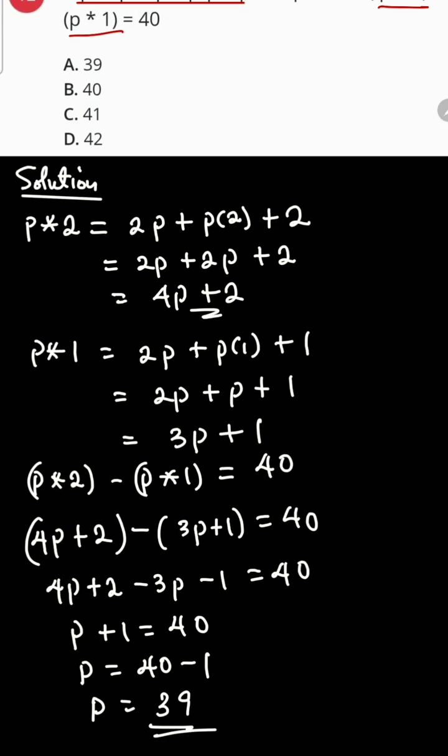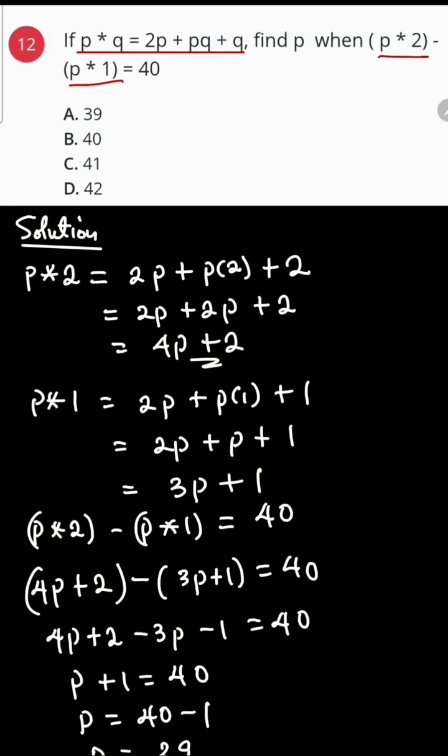Good. It's actually very simple, very straightforward. So we have our answer to be C. Is it C? No, no, not C. Sorry. The answer is A, 39.